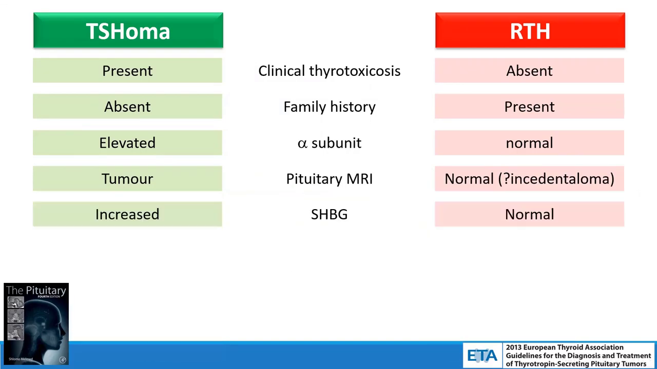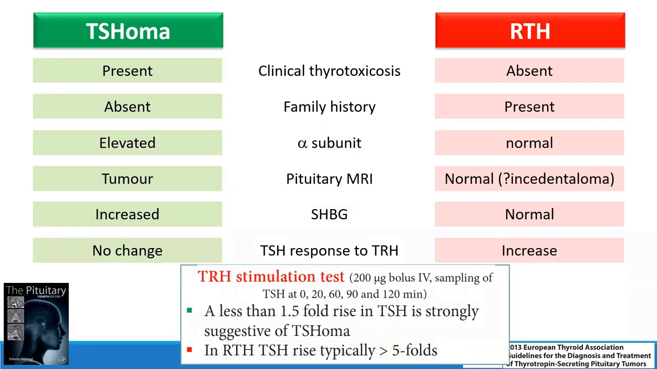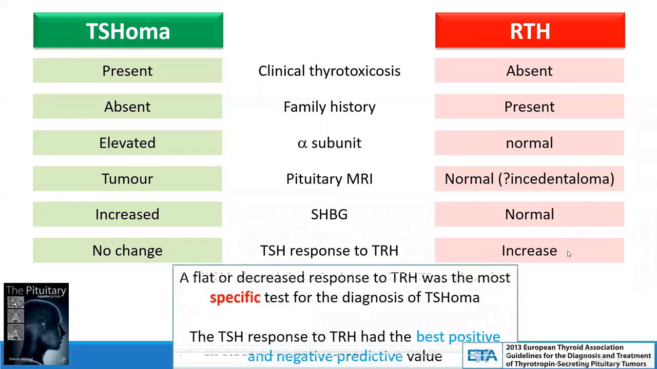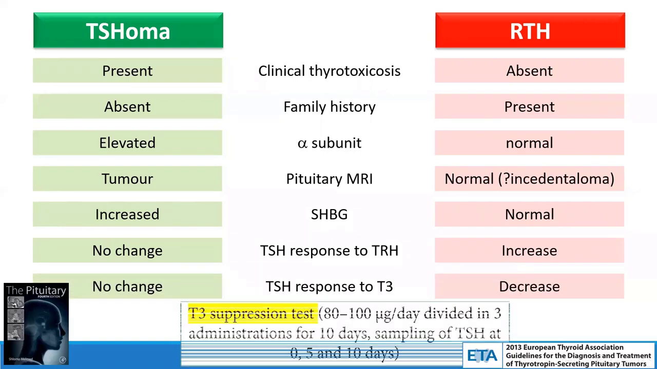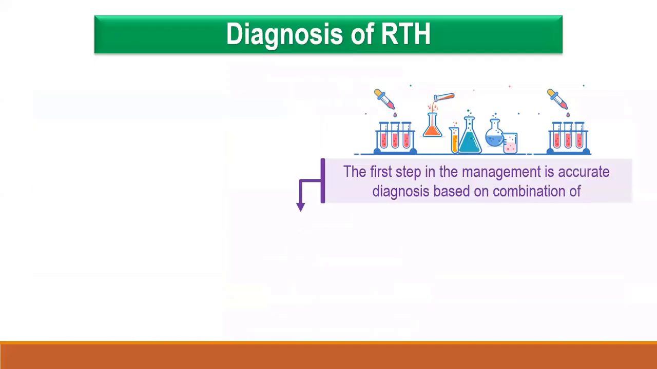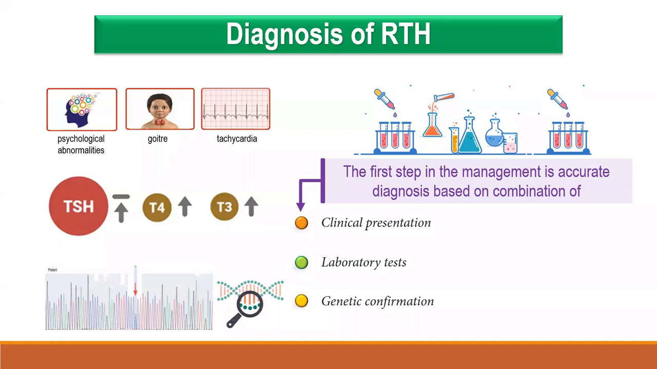MRI pituitary is also important, but don't forget that pituitary incidentaloma may be present. And the TSH response to TRH, of course, is very important, because in TSHoma there is a blunted response and an increase with RTH, and this is a specific test. Another test is the T3 suppression test. And I mentioned this is the clinical, laboratory, and genetic confirmation. Genetic confirmation is the last one.